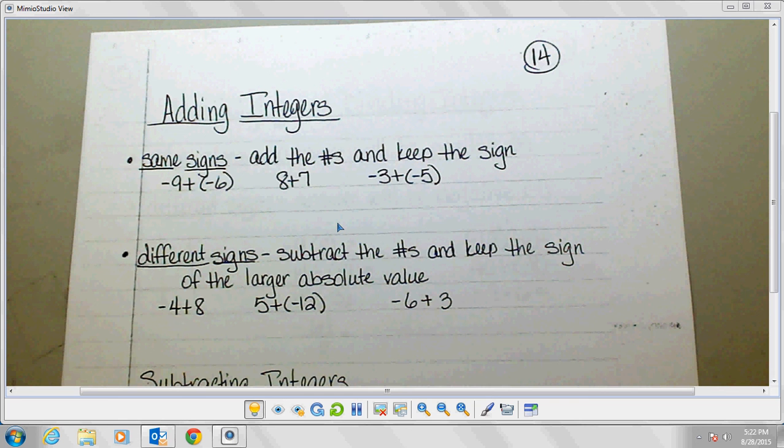Okay, class, this is our video for integer operations. Notice that I am on page 14 of my notebook, so please turn your notebook to page 14. That means you'll probably have a blank page in there somewhere.